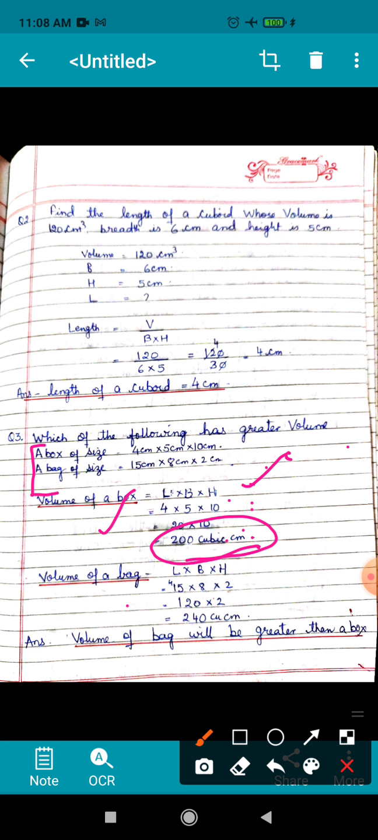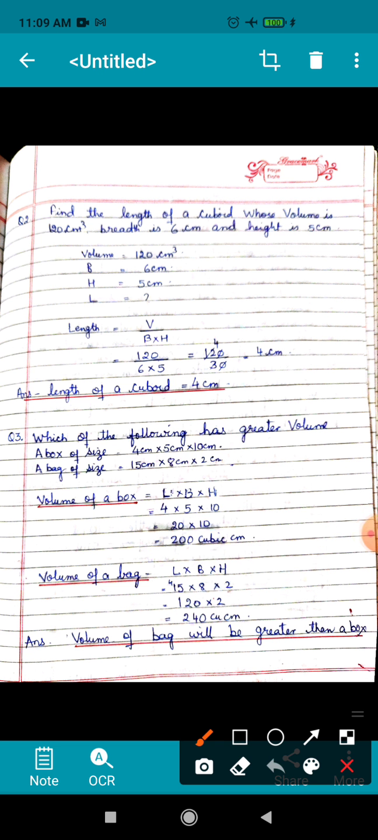And volume of a bag. Bag is L into B into H. 15 into 8 into 2. 15 8s are 120 and 120 2s are 240 cubic centimeter. And volume of a box is 200 cubic centimeter and volume of a bag is 240 cubic centimeter. So which one is greater? This one is greater. Sorry.